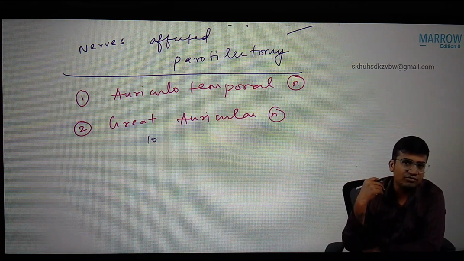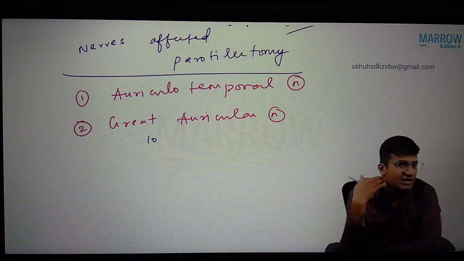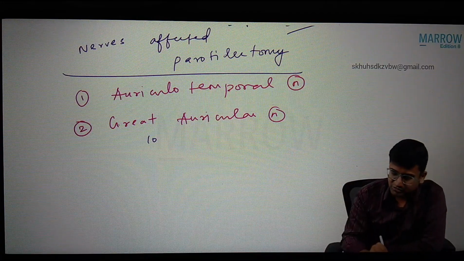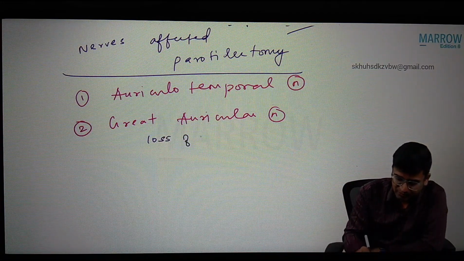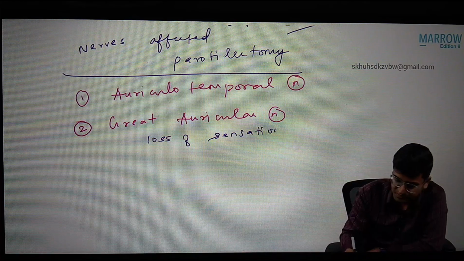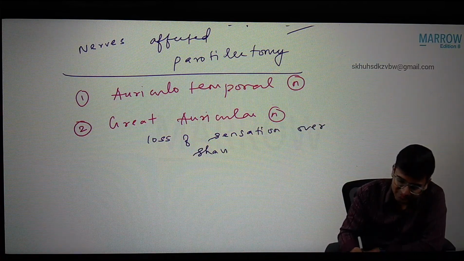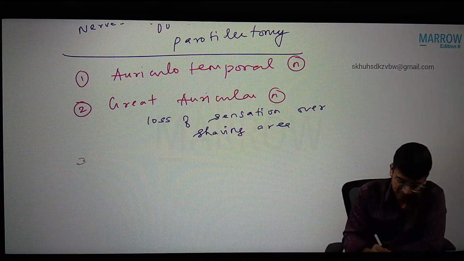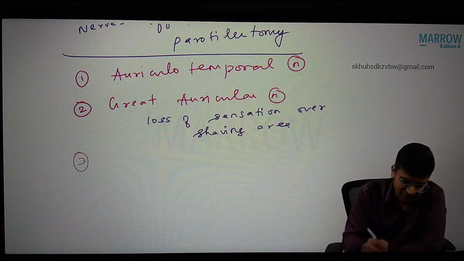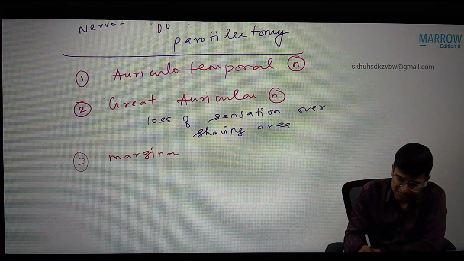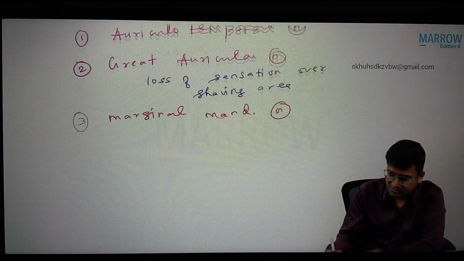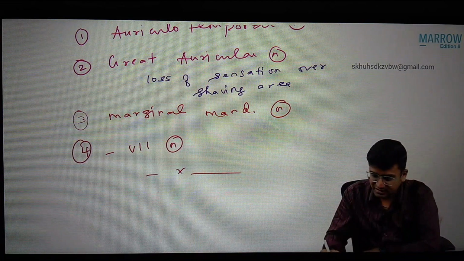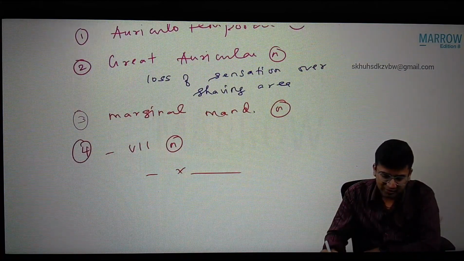So the patient complains of loss of sensation over the shaving area or the beard area, that is due to involvement of which of the following nerves. So great auricular nerve damage means the patient has loss of sensation over the shaving area. Now number three, sometimes the marginal mandibular nerve may get affected. Sometimes the trunk of the facial nerve may get affected. So these are the nerves that may get affected while doing parotid surgeries.